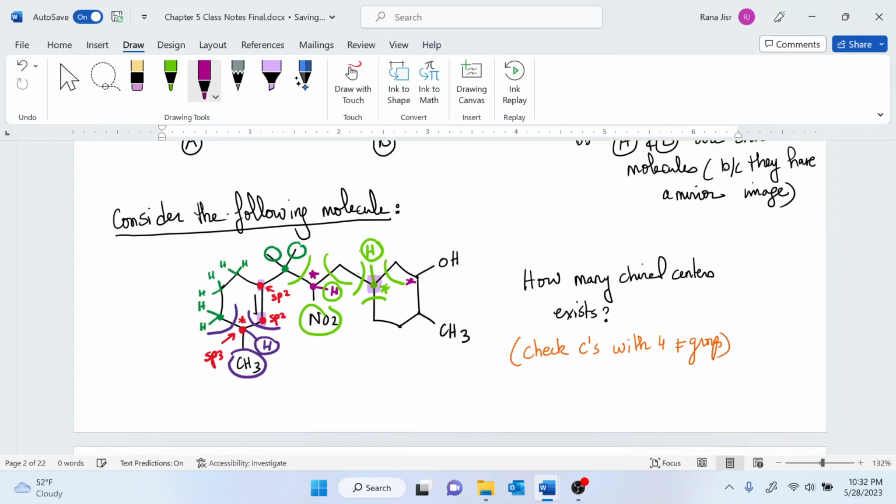So this here is a chiral center, and this one is a chiral center as well. And the rest of these 2 carbons are not chiral centers because they have 2 groups that are the same, which are the hydrogens. So here I have 2 hydrogens that are the same, and here I have 2 hydrogens that are the same. And here I have 2 hydrogens that are the same. So here, how many total chiral centers do I have? 1, 2, 3, 4, and 5. So I have 5 chiral centers.